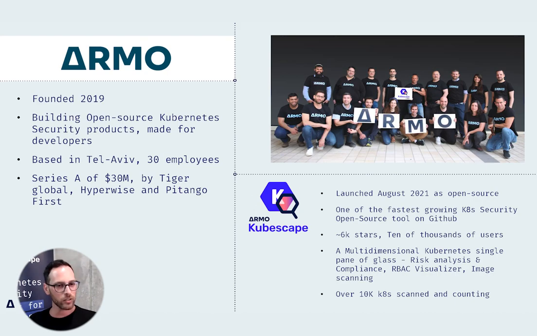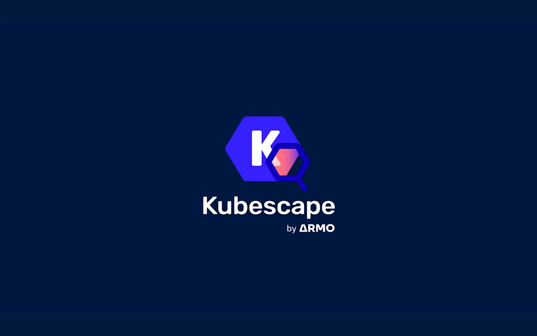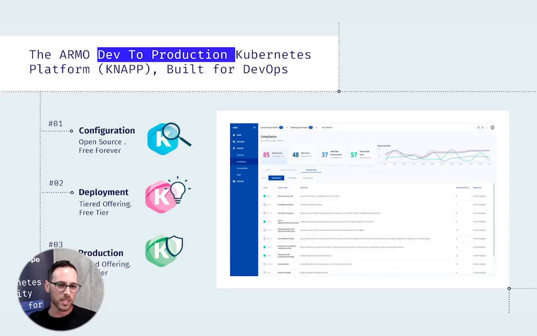About a year ago, we launched Kubescape as an open source tool, and it is now one of the fastest growing Kubernetes security open source projects on GitHub, with around 6,000 stars, tens of thousands of users, and over 10,000 Kubernetes clusters already scanned, and we're still counting. Now, Kubescape accompanies the software development lifecycle from dev to production, and helps you overcome the complexity of Kubernetes security.